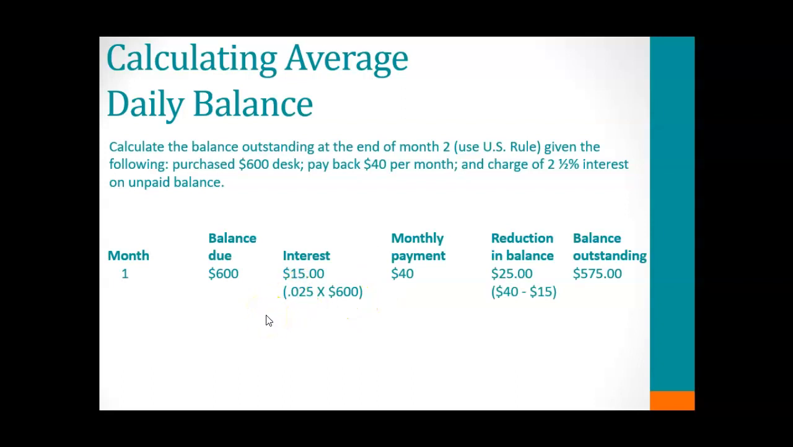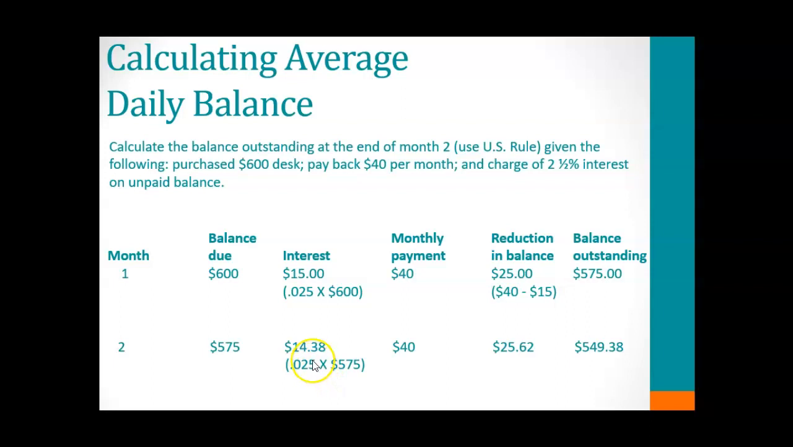So to do our calculations, you would take the outstanding balance, which is the $600. The interest is 2.5% of that, $15. You paid them $40. So again, the first $15 goes toward the interest. The remaining $25 reduces the outstanding balance. So at the end of the first month, you will owe $575.